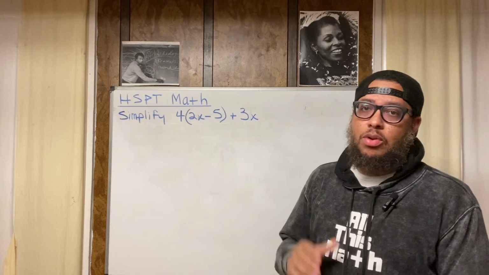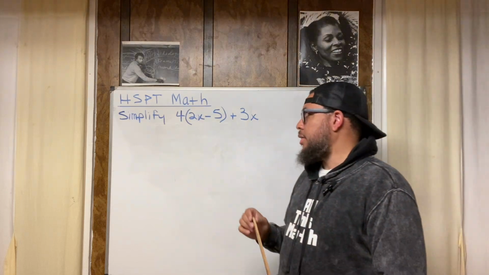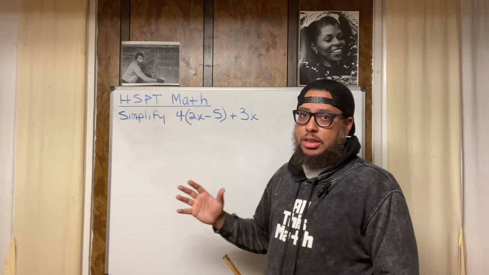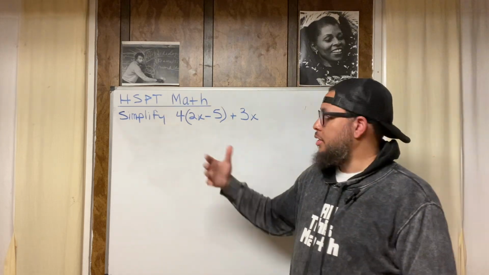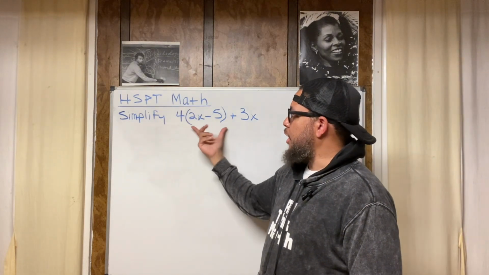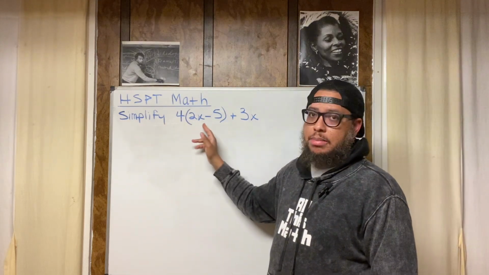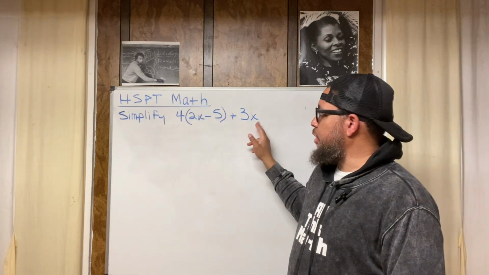Simplify, and we should know how to read this correctly, right? Simplify 4 times the quantity, not parentheses. We don't say parentheses. We say times the quantity. Times the quantity of what? Inside the parentheses, you have an expression. That's the quantity. Quantity of 2x minus 5 plus 3x.